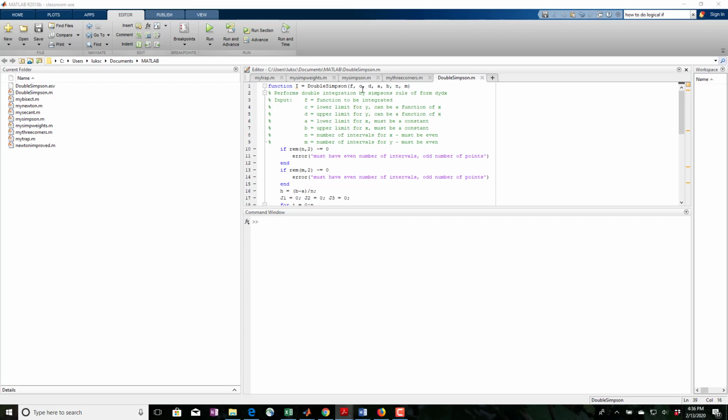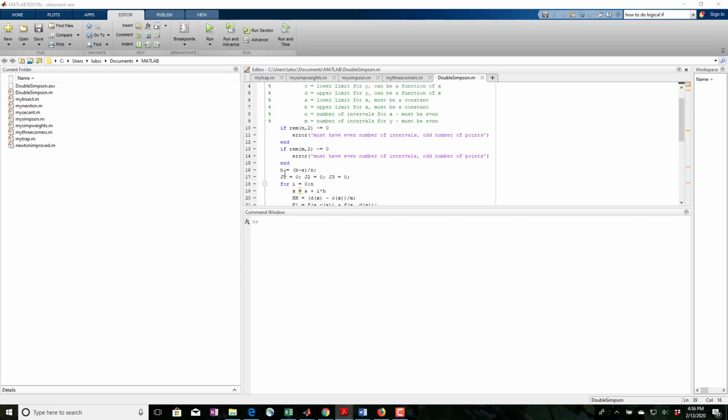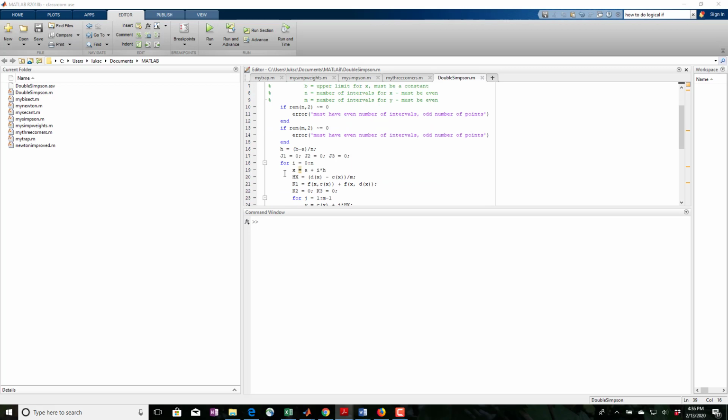It's going to evaluate a function where the y variable is from c to d, which those can be functions, the x variable from a to b, and n is the number of intervals for my x, and m is the number of intervals for my y. Because I'm doing it with Simpson's rule, both of these values must be even. They don't need to be the same, but they need to be even. And so the first thing we do is a check to make sure that I really do have something even entered for the number of intervals.